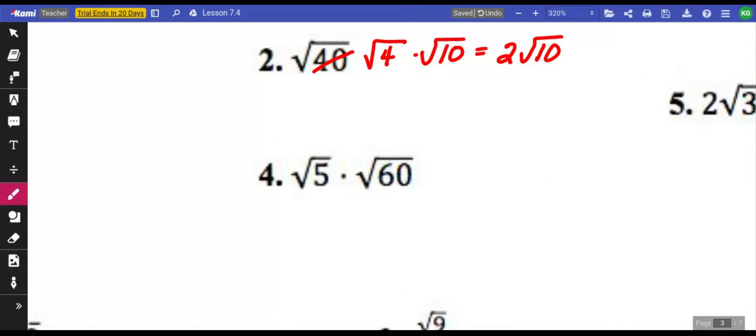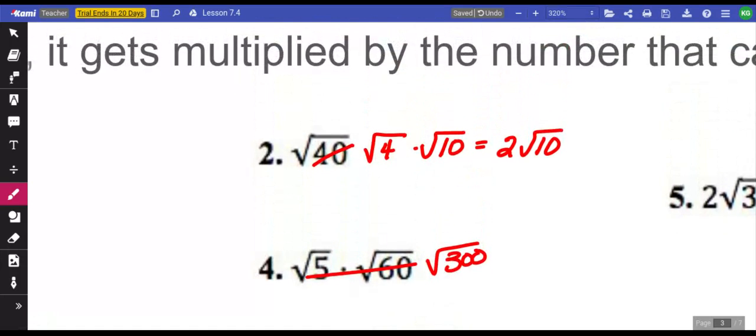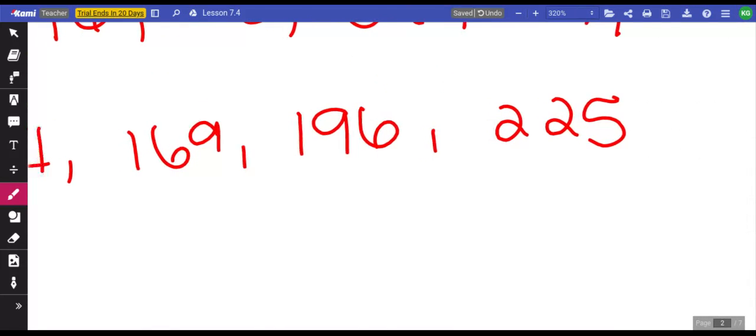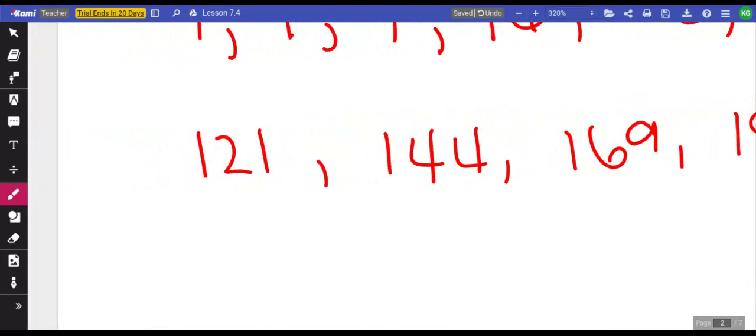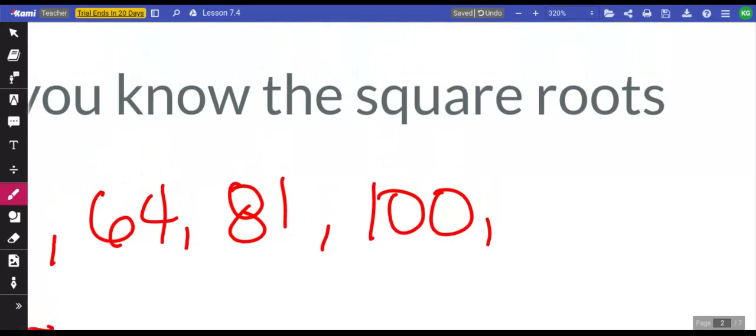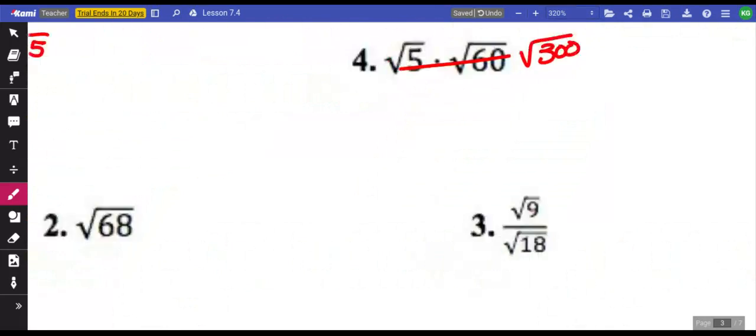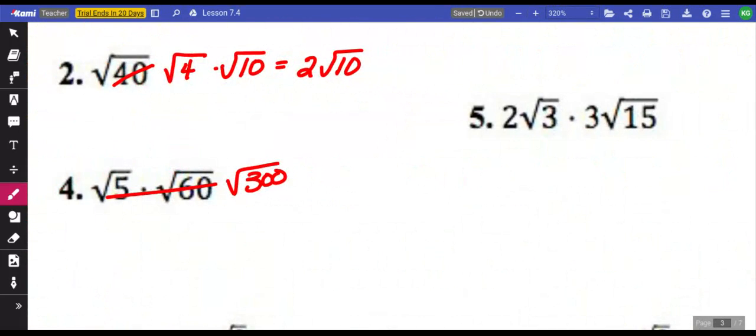Same thing with number 4. 5 times 60 is 300. And now looking at all of these perfect squares, 300 does not break into 225 or 196, 169, 144, 121 evenly. It does, however, break into 100 times 3. So I'm going to rewrite that as 3 times 100. And the 100 comes out to be 10, and the square root of 3 cannot be done. And so the answer would be 10 square root of 3.